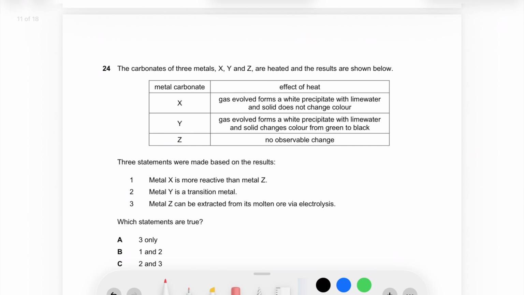So these are metal carbonates under reactive series. The comparison of 3 metals. So this gas evolved. Solid does not change color. Solid changes color from green to black. So this is a straightaway giveaway. It's copper carbonate to copper oxide. Copper carbonate is green, alright, and then copper oxide is black. So this metal definitely is copper. So no observable change means it's very reactive.